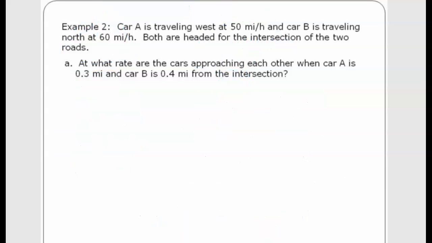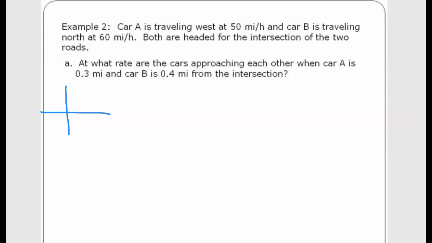Okay, so a car is traveling west at 50 miles per hour and a car is traveling north at 60 miles per hour. Both are headed for the intersection of the two roads. At what rate are the cars approaching each other when car A is 0.3 miles and car B is 0.4 miles?